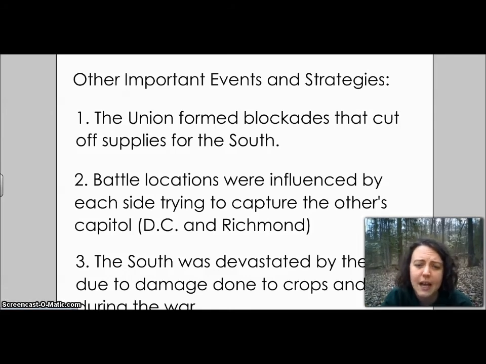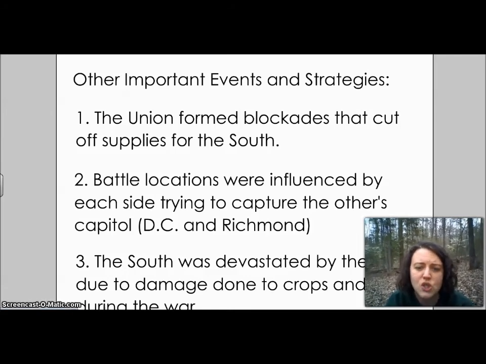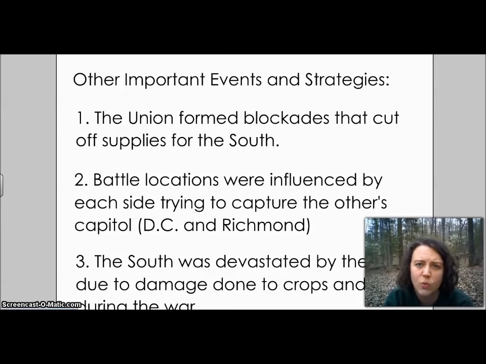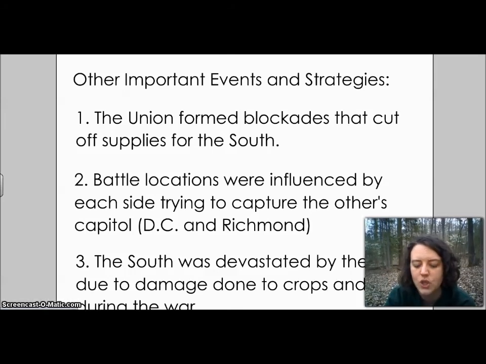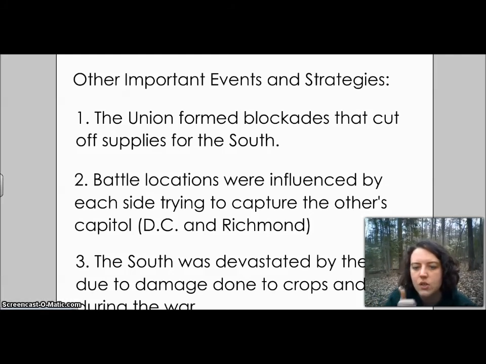And finally, the South was absolutely devastated by the war due to damage done to crops and cities during the war. You also need to know that the Confederacy had their own money, their own cash dollars, which I will show you in class. And after the war, those were useless. So they were crippled because of all the damage done to crops and cattle and cities, burning as Sherman made his way through the South. Atlanta and Richmond had sections that were burned. And Savannah, and then also because at the end of the war, the Confederate dollar was totally worthless.